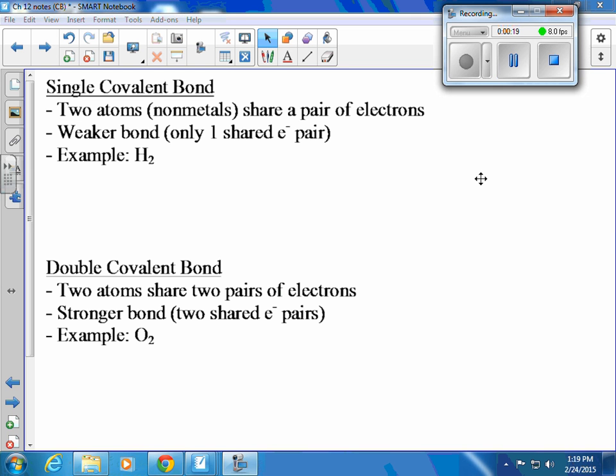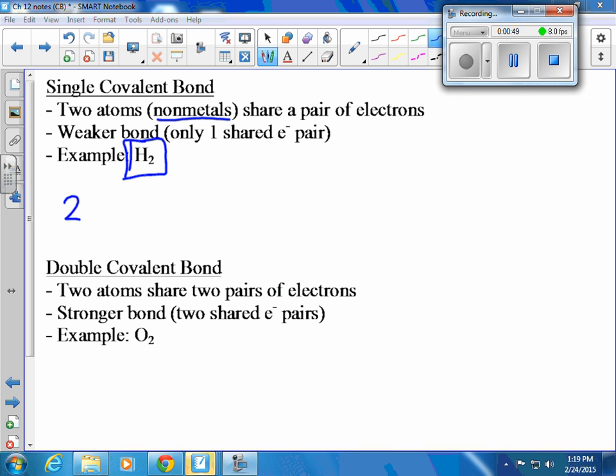So you can see in a single covalent bond that I have two atoms. Again, if it's covalent, they have to be two nonmetals, sharing a pair of electrons. And if it's a weaker bond, they only share one pair. And so what that means, if I take a look at hydrogen, I want you to have your periodic chart in front of you, and you can see that I have two hydrogen in my formula, and look at what family hydrogen is in, or how many valence electrons it has.